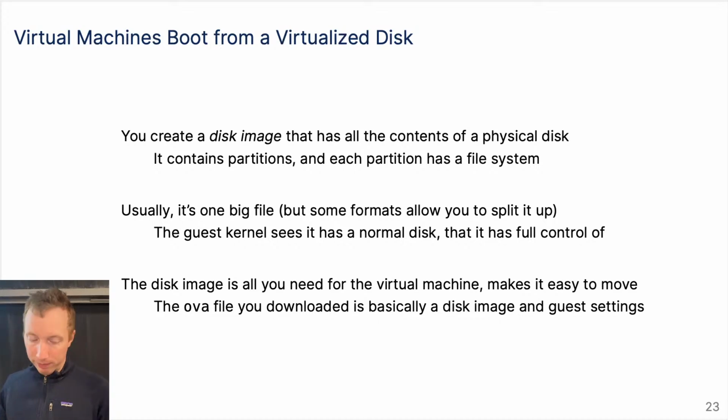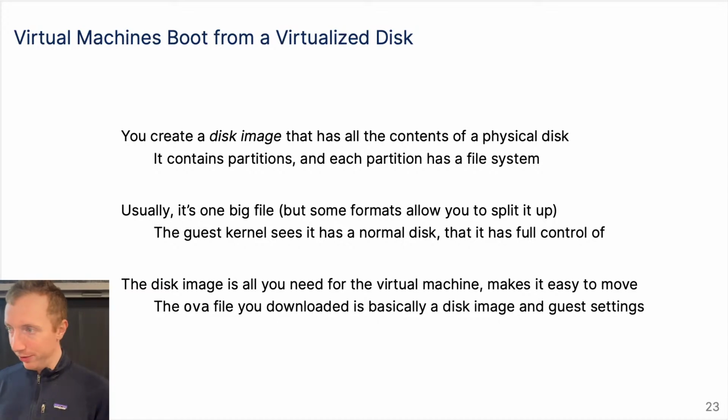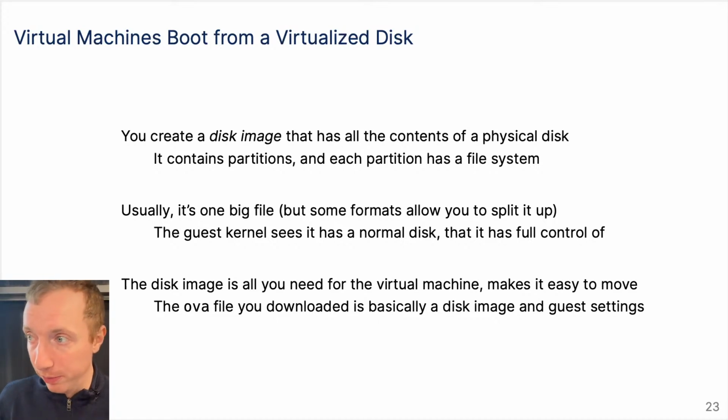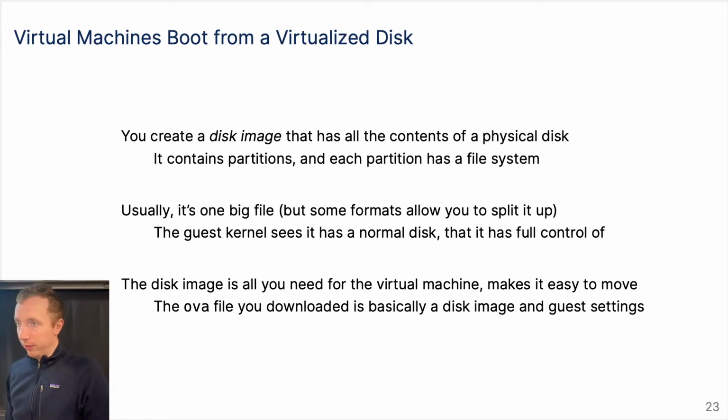So you would have some format where it specifies the partitions. Each partition has a file system, which would be something like FAT, like we saw before, or another file system that actually uses inodes. And then usually it's just one big file, but there are some formats that allow you to split it up or compress it in other ways. But according to the guest kernel, it just sees it as a normal disk that it has full control over. But on your machine, it's actually just one big file. And that's all you need for a virtual machine.